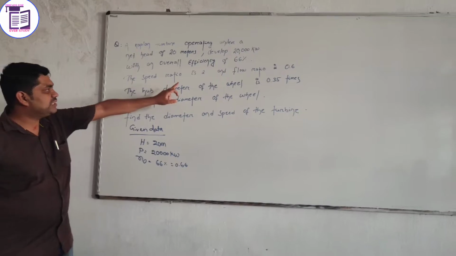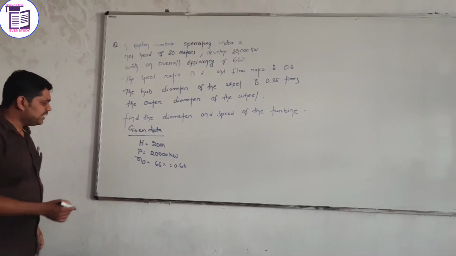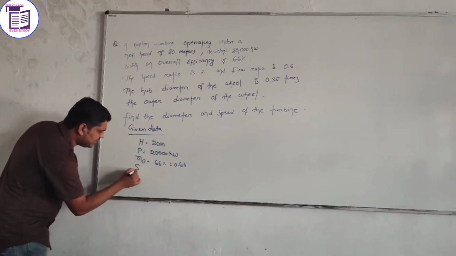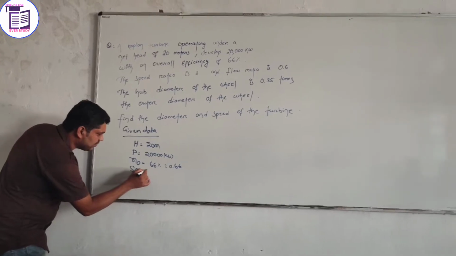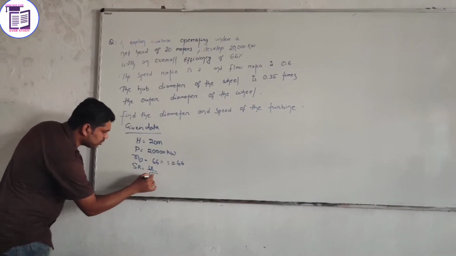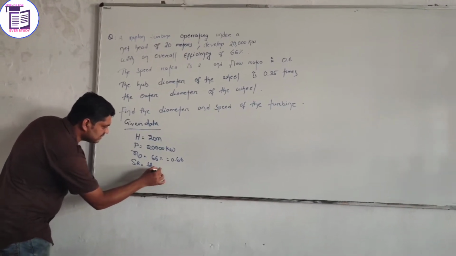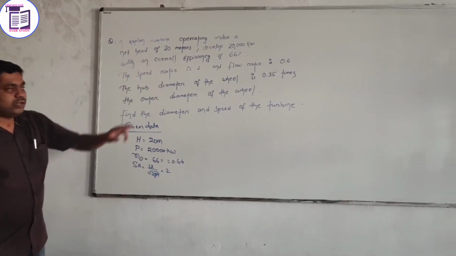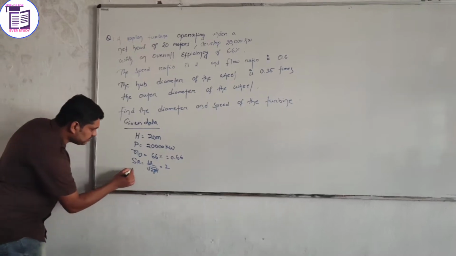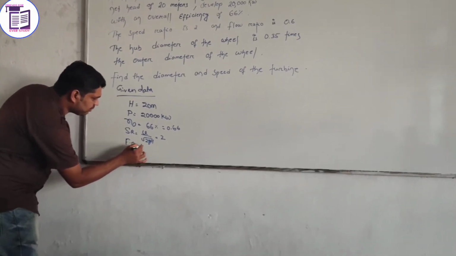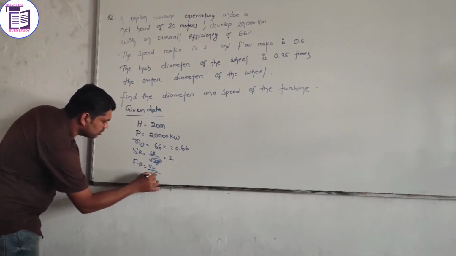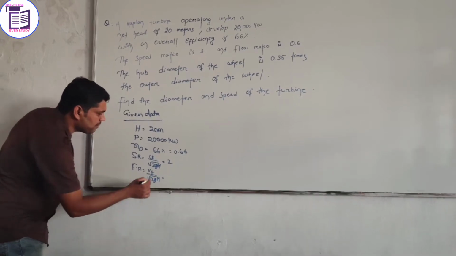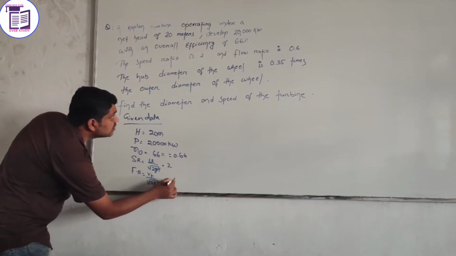The speed ratio is 2. Speed ratio means it is related to speed. You can write the speed ratio formula: u by root 2gh is equal to 2. And the flow ratio is 0.6. The flow ratio is dependent on Vf by root 2gh, that is 0.6.